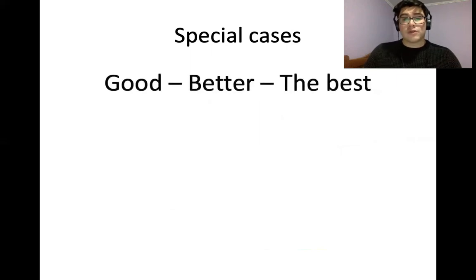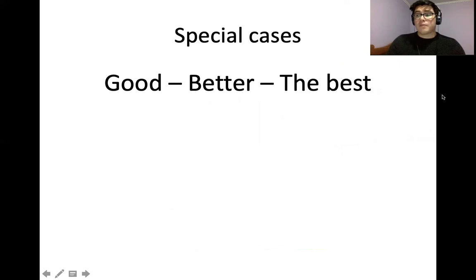Good. In the comparatives, we say better. For instance, my house is better than your house. But if I want to compare many houses, I can say my house is the best house in the world, for example. Let's go with bad.